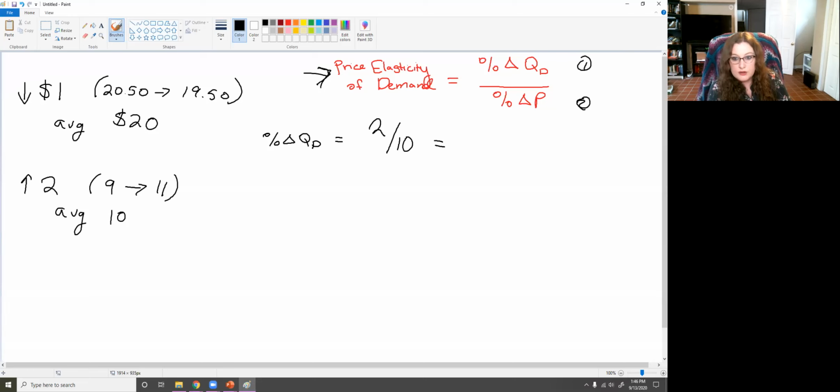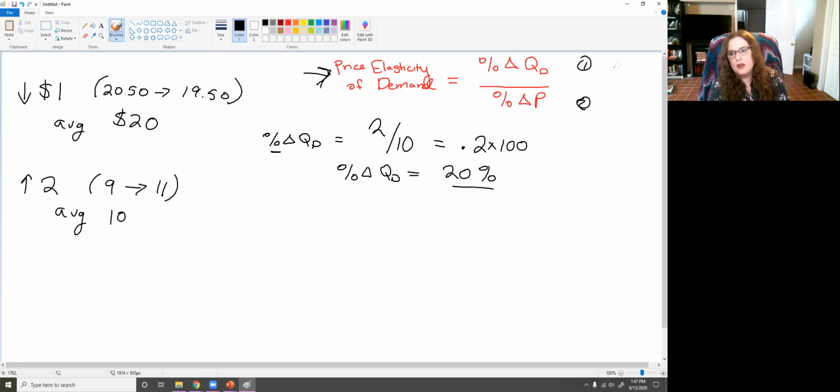Okay, we know that 2 divided by 10 comes out to 0.2, right? I think I recalibrated it. Hopefully this works. So we're going to take this 0.2. We want it in percentage change, right? So we want this percent sign right here. So we're going to take that 0.2 and multiply it by 100. Well, what do we end up having at that point? This comes out to 20%. So we know that our percentage change in quantity demand comes out to 20%.